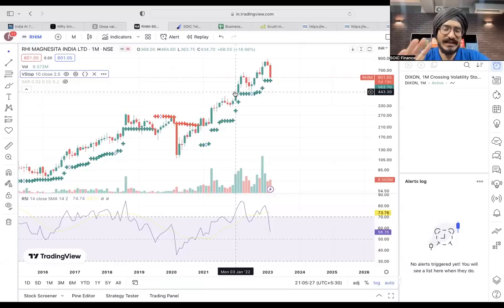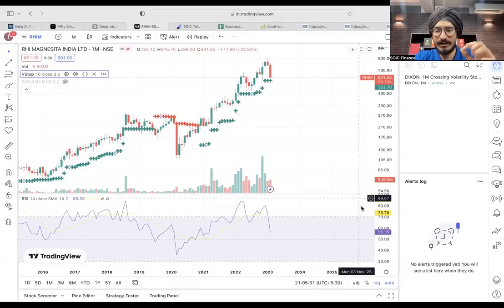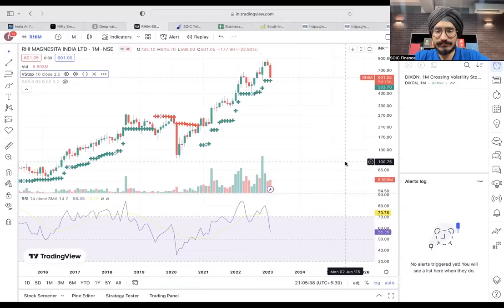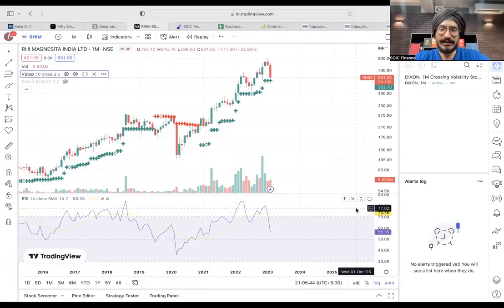Never ever sell on sentiments, always sell on objectivity. What am I saying? Never sell on sentiments, always sell on objectivity, right? Always sell on objectivity. Great, great.